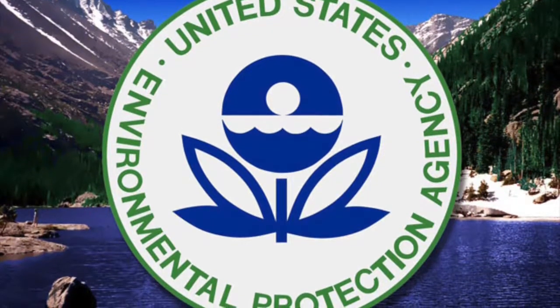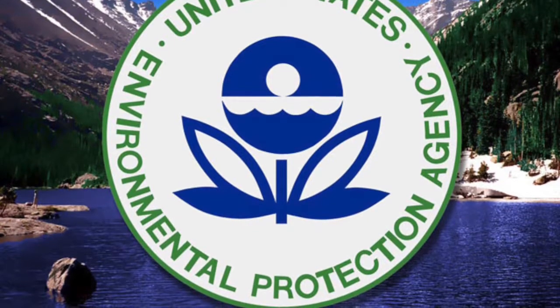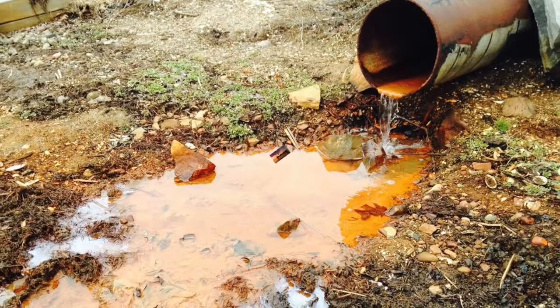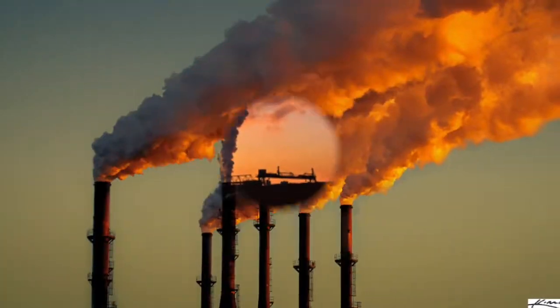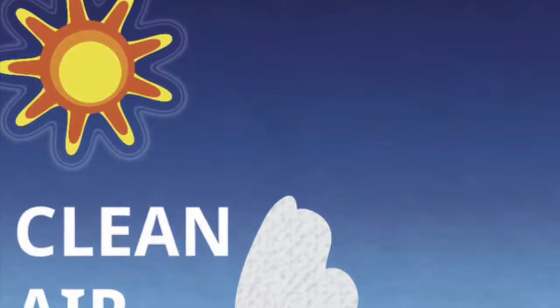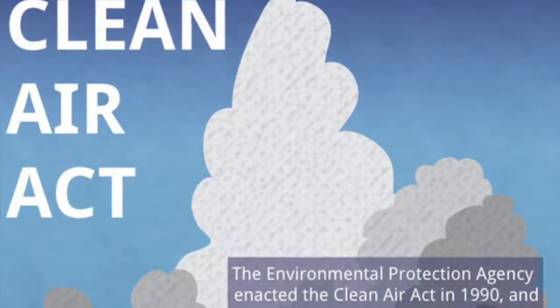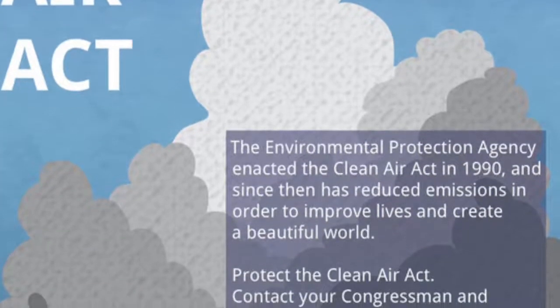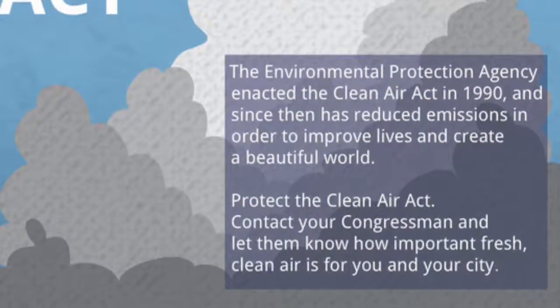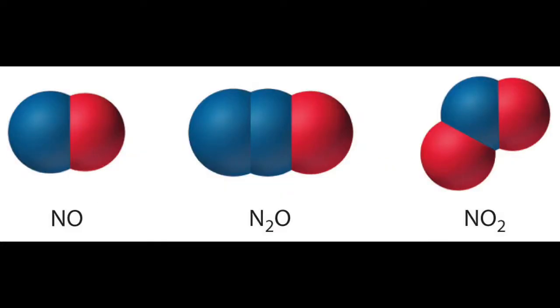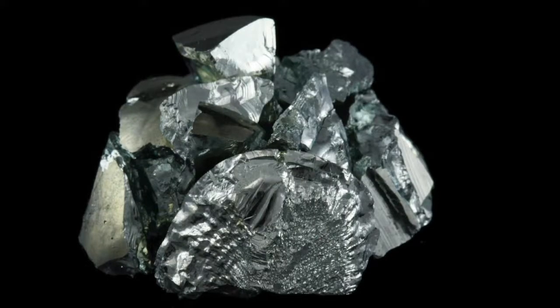Point source pollution is defined by the Environmental Protection Agency as a single identifiable source of pollution from which pollutants are discharged, such as a pipe, ditch, ship, or factory smokestack. The EPA has set a national air quality standard through the Clean Air Act that targets 6 main types of pollutants that are found in the U.S. and around the world. These 6 pollutants are ozone, particulate matter, carbon monoxide, nitrogen oxides, sulfur dioxide, and lead.